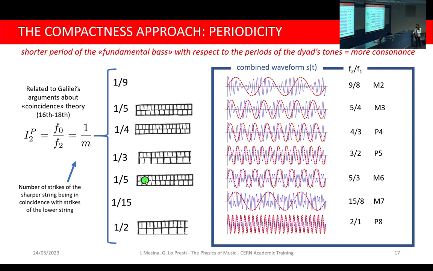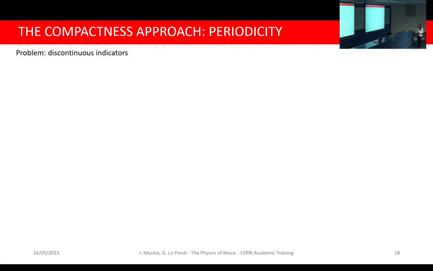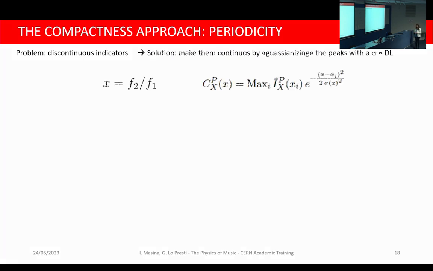This is given by this fraction. So here 1 over 2 is in coincidence, here 1 over 5, and so on. Anyway, we are not really doing histories of physics here, so let's go on. Because this kind of indicator, all this category, the periodicity, has a problem which was very well emphasized by contemporaries of Galileo and many others. This was one critical point of this kind of approach: they are discontinuous.